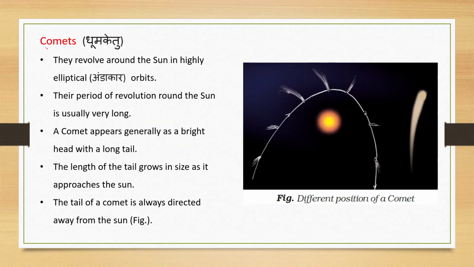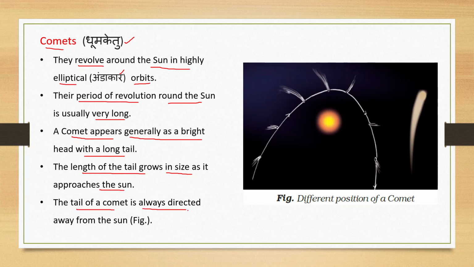Now come to comets. In Hindi, Dhoomketu. They revolve around the sun in highly elliptical orbits. Elliptical means andakar. Their period of revolution around the sun is usually very long. A comet appears generally as a bright head with a long tail. The length of the tail grows in size as it approaches the sun. The tail of a comet is always directed away from the sun.